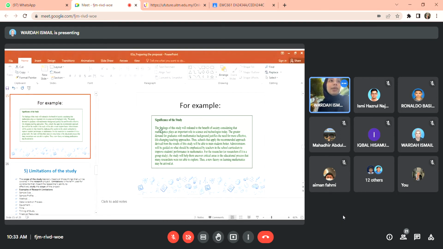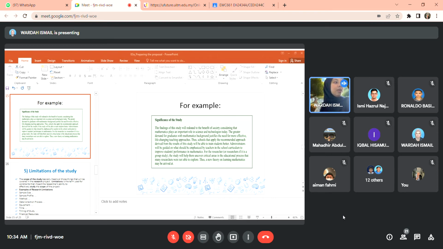Okay, for example, the findings of this study will rebound to the benefit of society, considering that mathematics plays an important role in science and technologies today. So it will give benefit to the society. And then you tell what the benefit is. And then you make it smaller. Benefit to an individual. Okay, let's say your topic is regarding spending habits. So when you do your research, what is the benefit to society? And then what is the benefit to an individual? That individual will be more aware on how to spend or on online shopping, more aware on the advantages of online shopping or aware on the advantages of offline shopping. Okay, depends on what you want to explain.